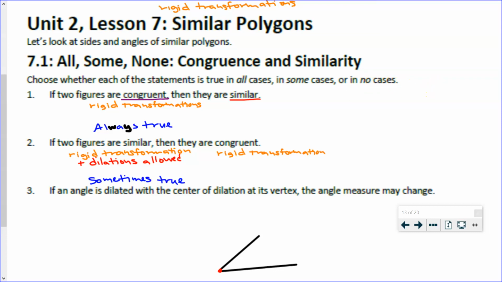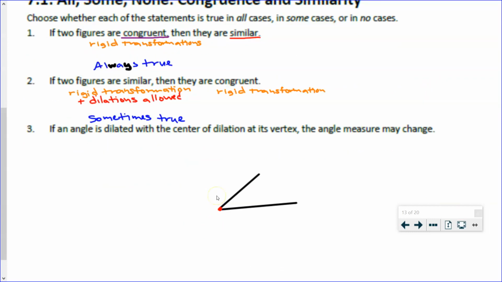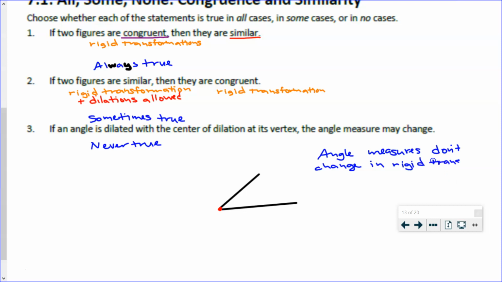And again, you guys, 100%, you weren't discussing, so I was concerned, but you weren't discussing because you knew it was so obvious. This is never going to be true because the angle is never going to change through a dilation. Never true because the angle measures don't change. Angle measures don't change in rigid transformations or in dilations. Hope you're writing this down. These are part of your notes.